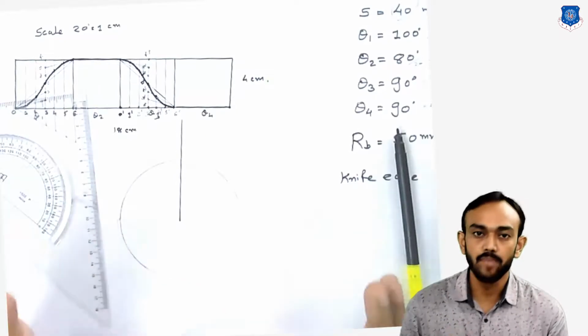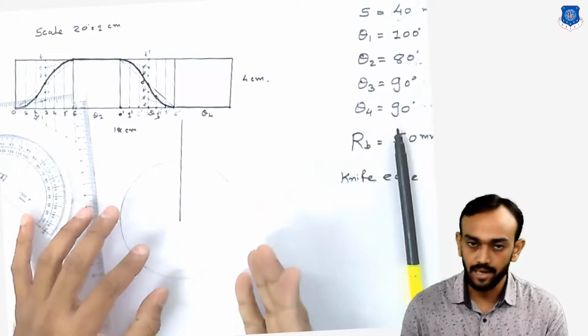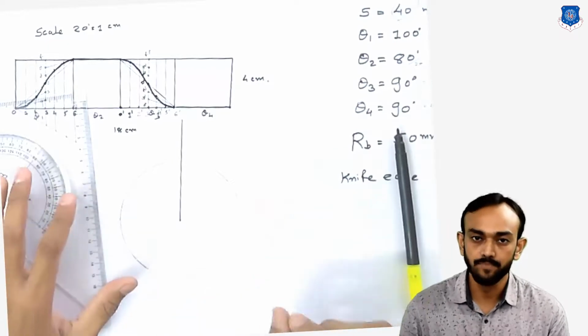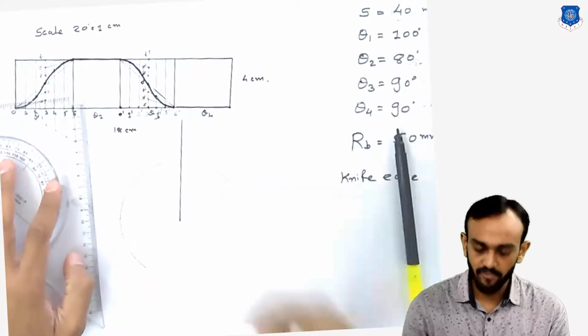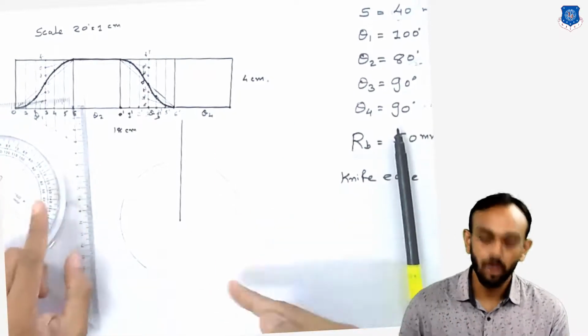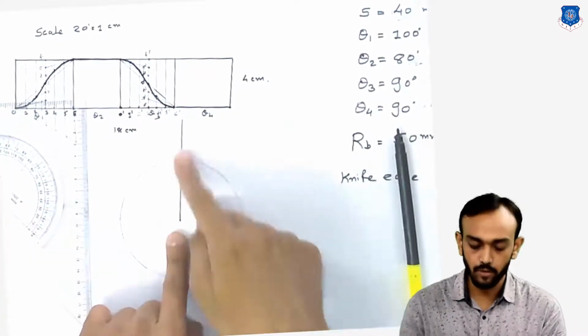But if the follower passes through the center line, or the axis of the follower passes through the center of the cam, this reference line is very important. You have to measure all the angles with respect to this reference line.